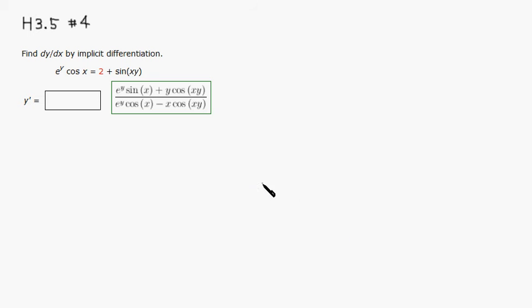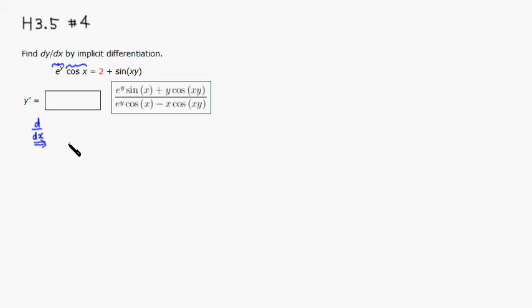Okay, let's go over homework 3.5, number 4. Why don't we take the derivative of both sides of the equation with respect to x. Since there are two things multiplied together, we're going to have to use the product rule.